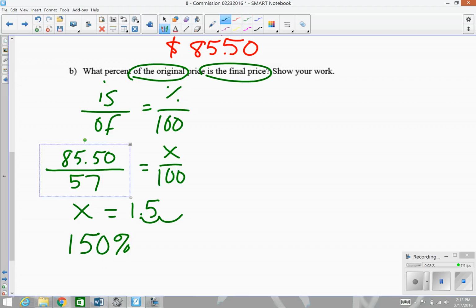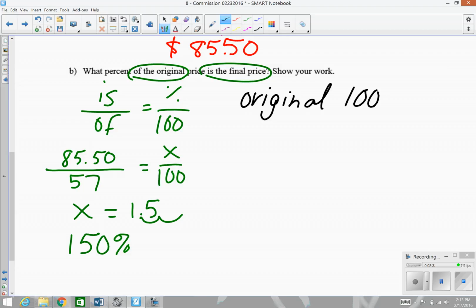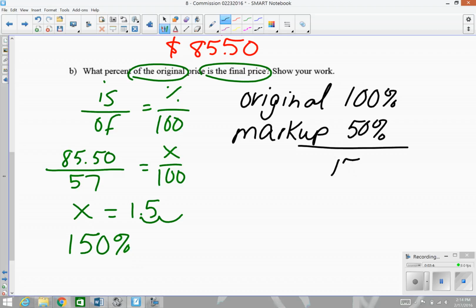And if we think logically about this question, this should make sense to us, because the original price is always your 100%. Now you're paying 100% of that tag price or that factory price, plus a markup of 50%. Your final price is 150% of where you started. Take a moment to pause and get situated, and then flip the page so we can start.